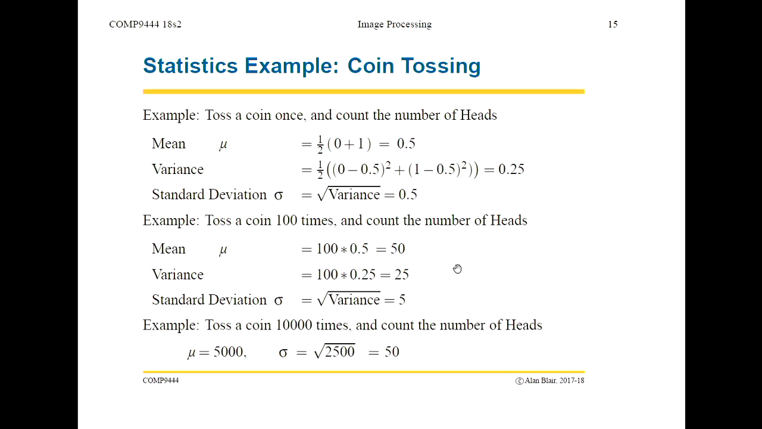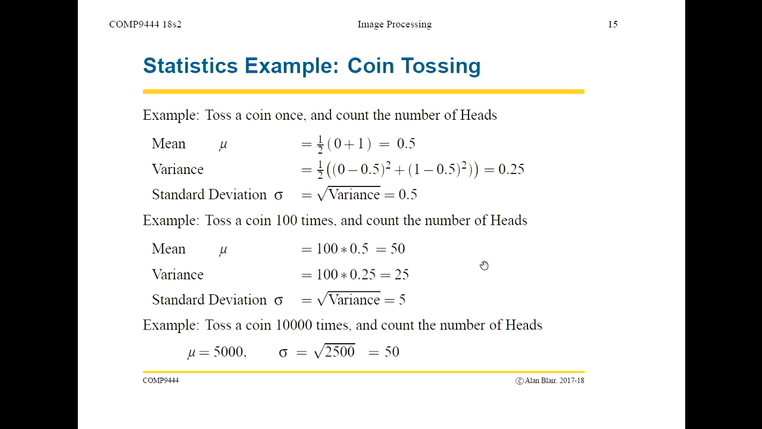The standard deviation measures the bump in the middle of that bell-shaped curve. Most of the outcomes will be concentrated between 50 minus 5 and 50 plus 5. So most of the time you expect the number of heads to be between 45 and 55. That's one standard deviation away from the mean.